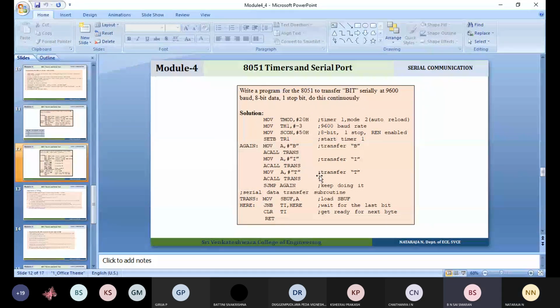Sir, after SJMP again only we can stop the program now, sir? After SJMP, you can end the program if you want. Why? Because it's serial data; serially we are going to transmit. Do this continuously. That is why we have not given END. If you want to end, only once you transmit and stop the program, you can give END after SJMP.